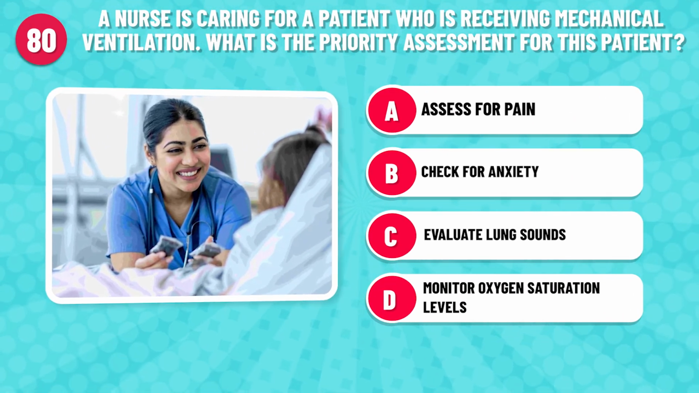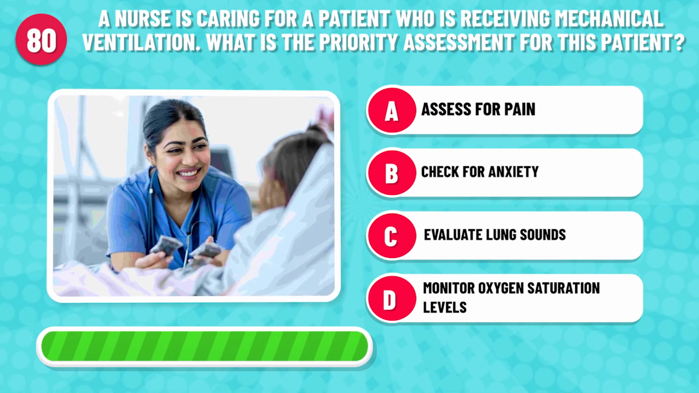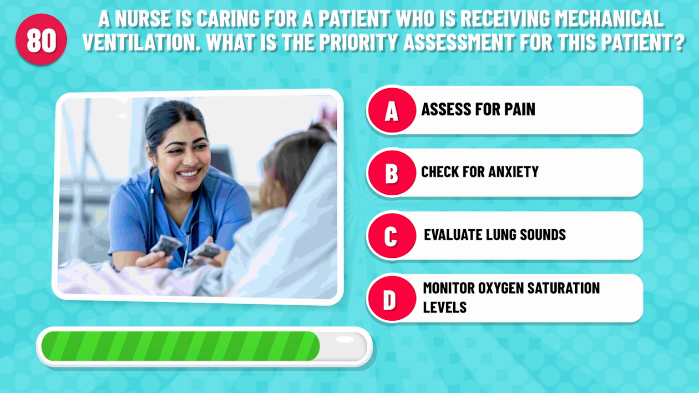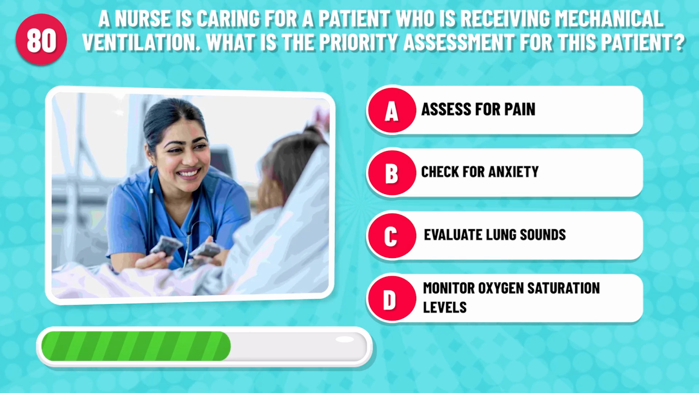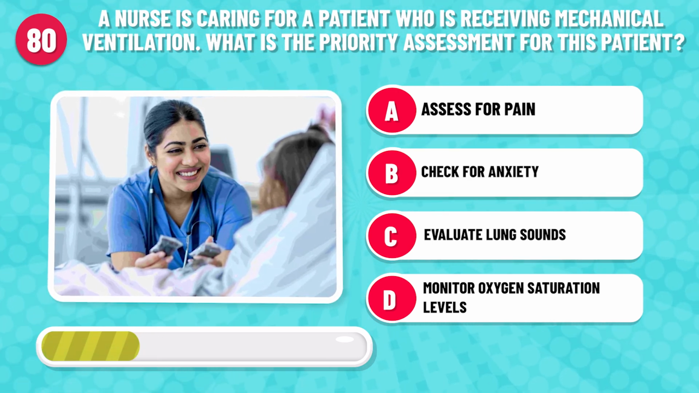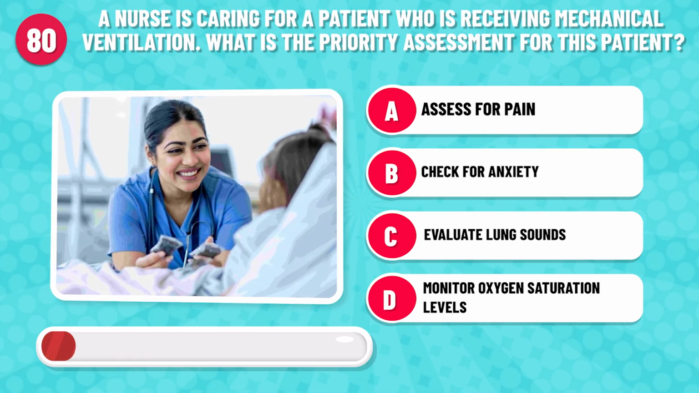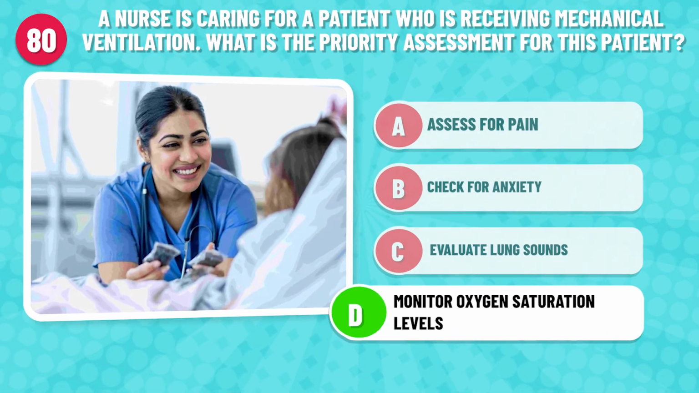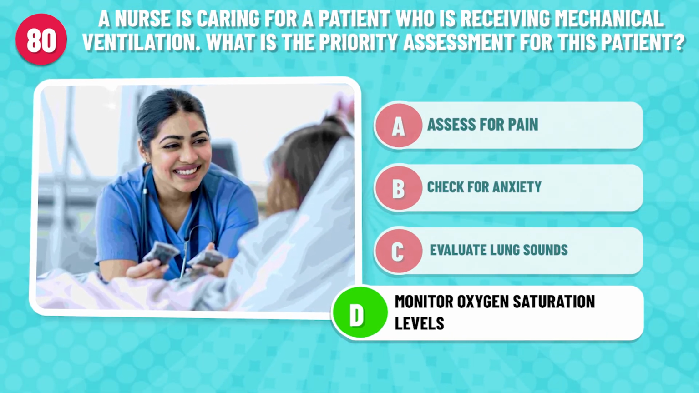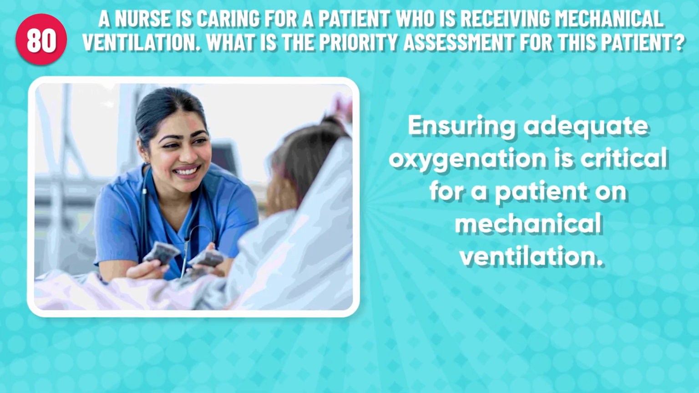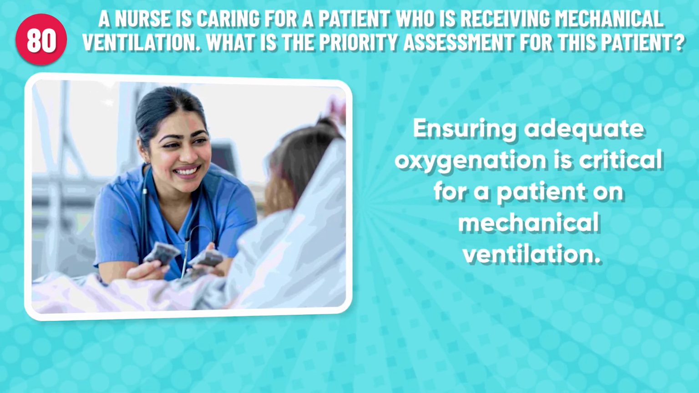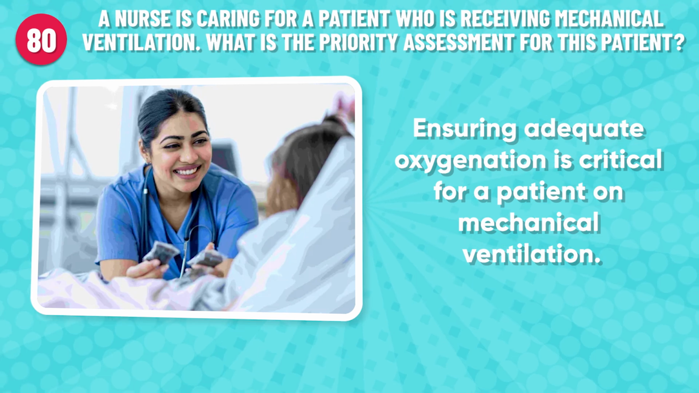A nurse is caring for a patient who is receiving mechanical ventilation. What is the priority assessment for this patient? It's D. Monitor oxygen saturation levels. Ensuring adequate oxygenation is critical for a patient on mechanical ventilation.